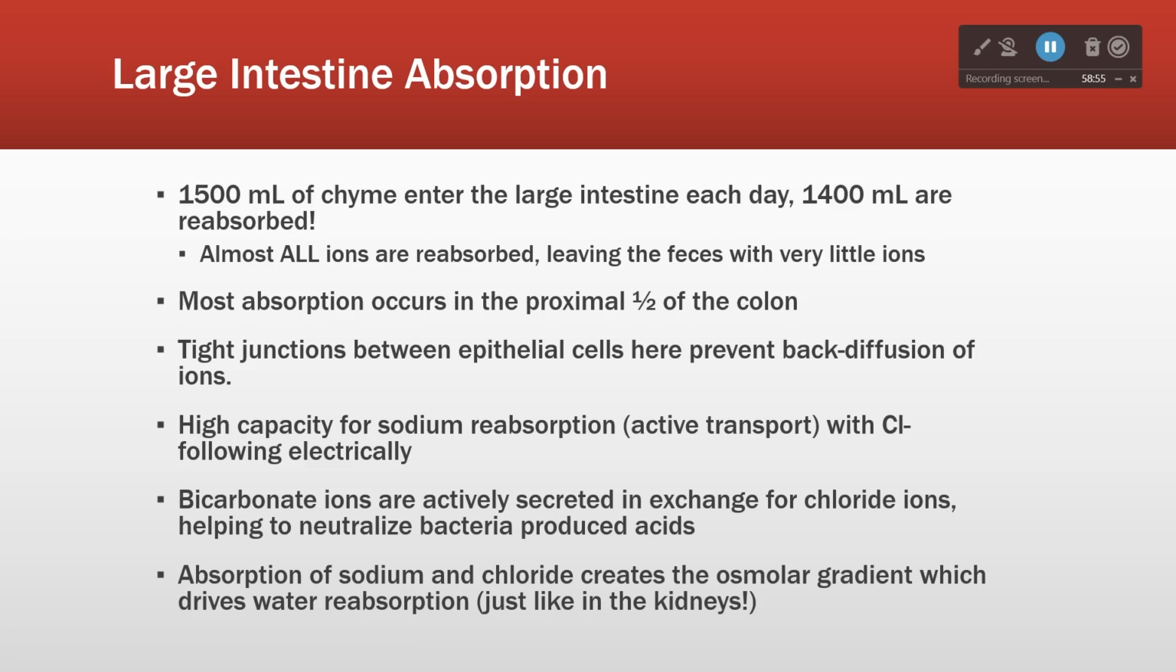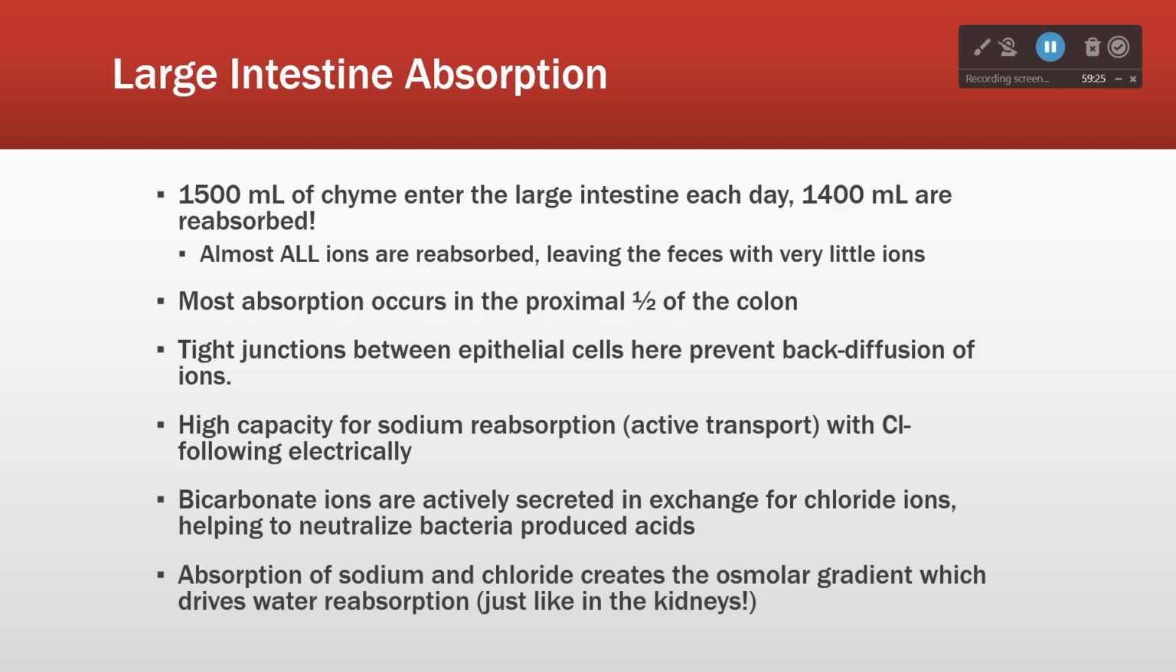Now, what's absorbed? Almost all the ions, because ions are precious, hard to find. A lot of the water, not all of the water, but a lot of the water, is reabsorbed. So the feces actually has very little in terms of ionic character. The large intestine is very efficient. Most of the absorption happens in the first half, similar to the small intestine, where most absorption also happens in the first half.